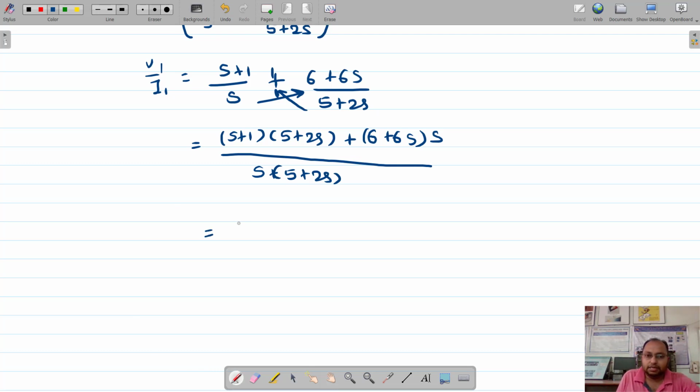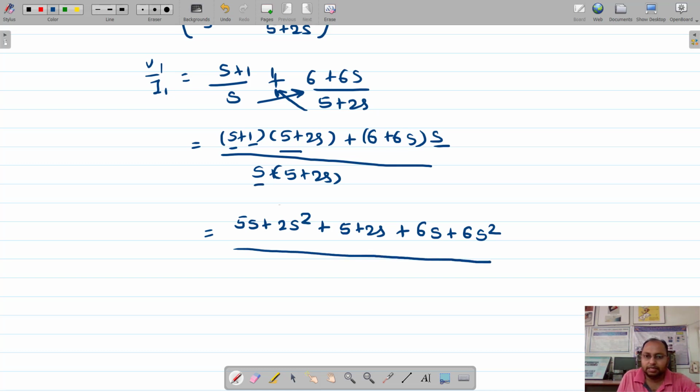So let us simplify this. Let us multiply by s first to this bracket, and then we'll multiply by 1 to this bracket. So 5s plus 2s square plus 5 plus 2s plus, now let us multiply by this s inside this bracket, 6s plus 6s square divided by, now let us multiply by this, and 5s plus 2s square. Is that fine?